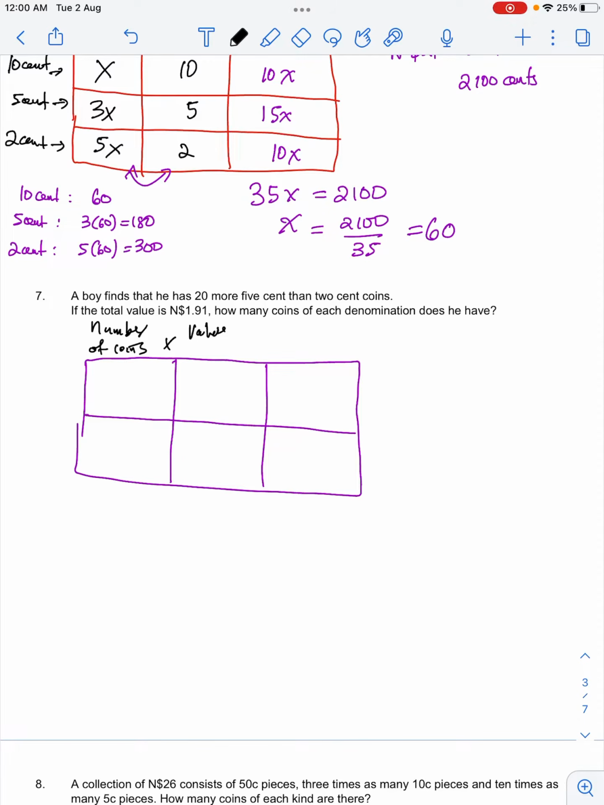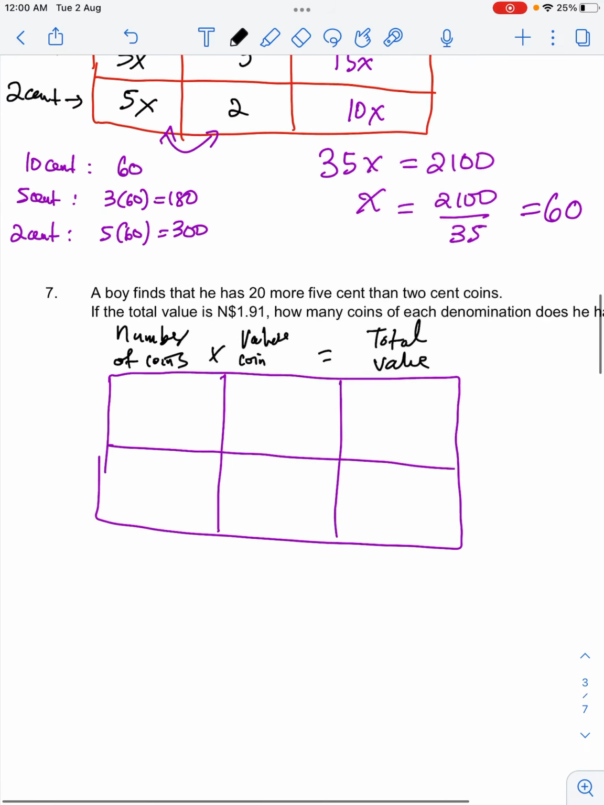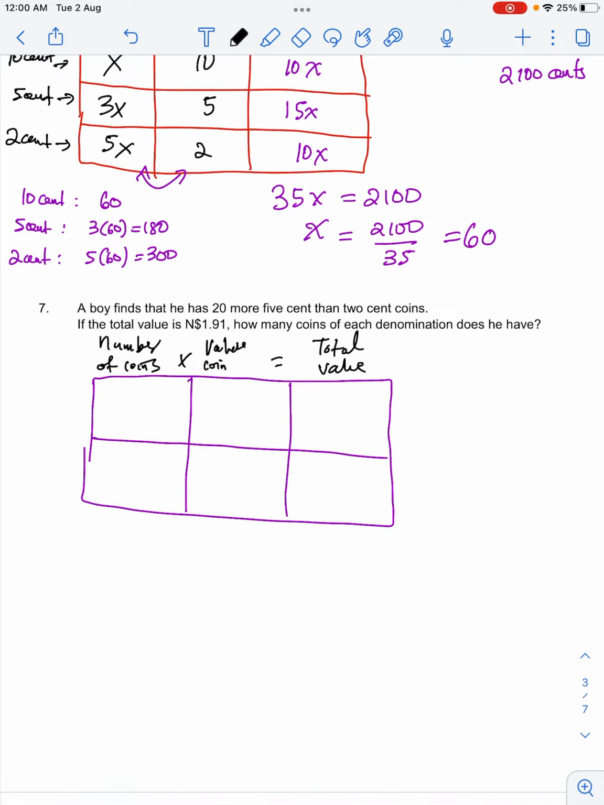Value of each coin, and this is going to equal the total value. Okay, so that's what you do there. And again, you will see that we have 5-cent and 2-cent coins. So here we can say 2 cent and here we'll have 5 cents.